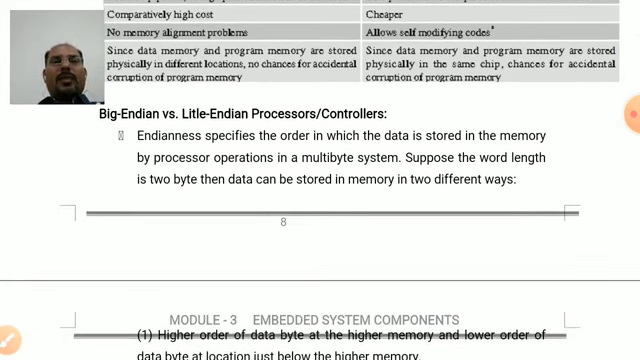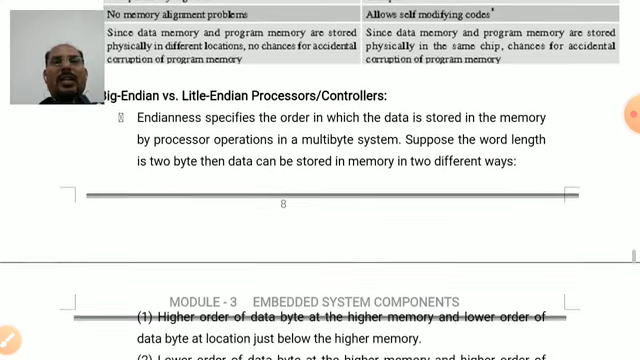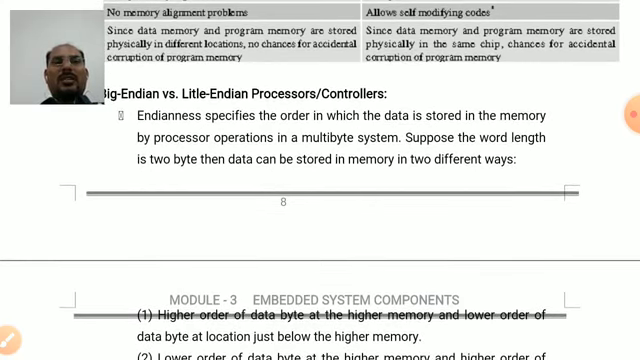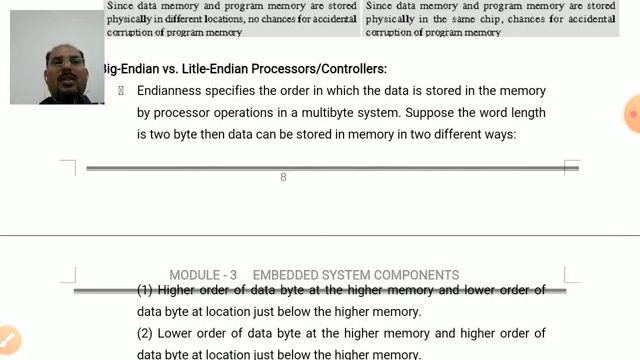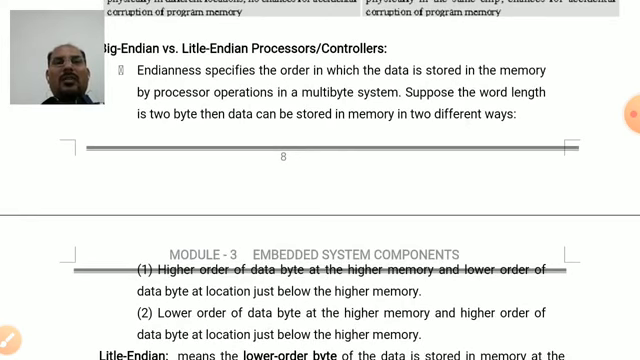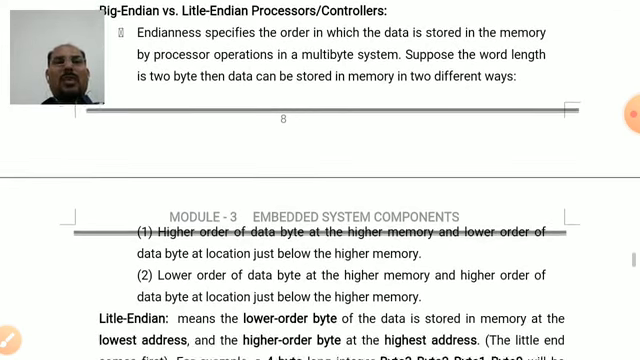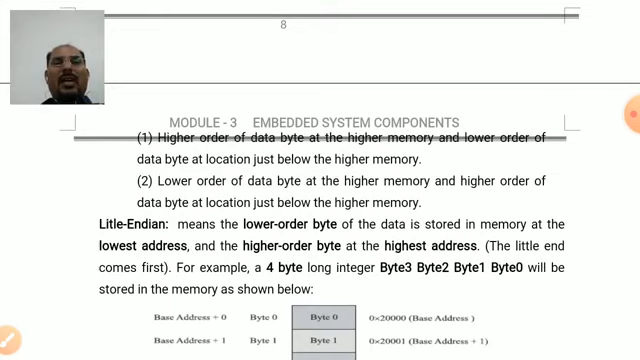Then we'll see big endian versus little endian. Endian specifies the order in which the data is stored in the memory by a processor, that is, when we have multi-byte data. Suppose the word length is 2 bytes, then the data can be stored in memory in 2 different ways. The high order byte of the data can be stored in the higher memory location, and the low order byte of the data in the lower memory location, or the low order byte of the data at the higher memory location and the high order byte of the data at the lower memory location.